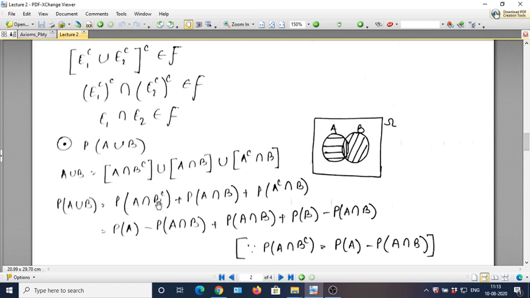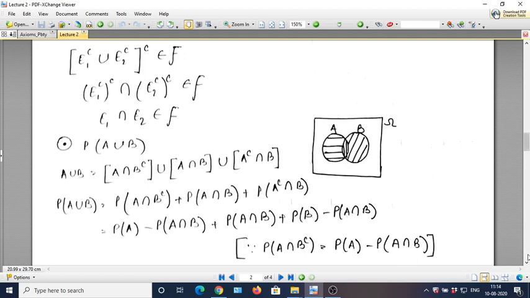P of A intersection B complement is P of A minus P of A intersection B. With this we will write it as it is, and then P of A complement intersection B is actually P of B minus P of A intersection B. Now if you look at this one, the A intersection B terms cancel each other, and therefore we have P of A plus P of B minus P of A intersection B.